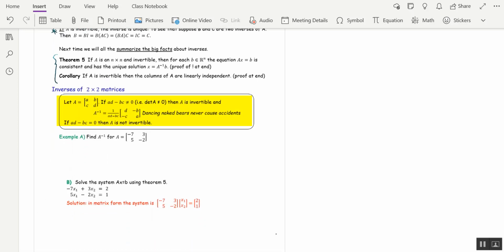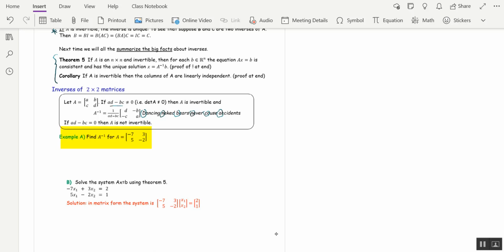So let's talk about the inverse of a 2 by 2 matrix. It's a very easy formula. If the determinant of A is not 0, now the determinant is the number AD minus BC, then A is invertible. And here's a formula for the inverse. You take 1 over the determinant, and then you switch the A and the D, and you make the B and the C negative. And my mnemonic device for that is dancing, that's the D, naked bears, that's the negative B, and then on the second row, never cause, that's negative C, A, accidents.